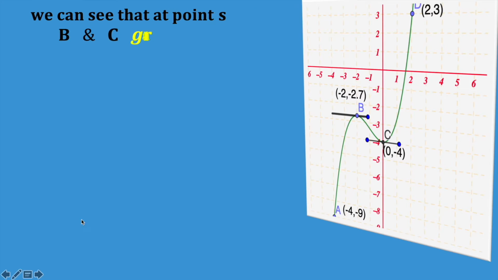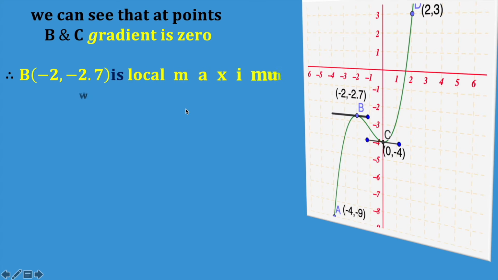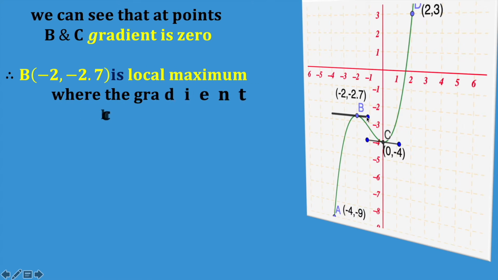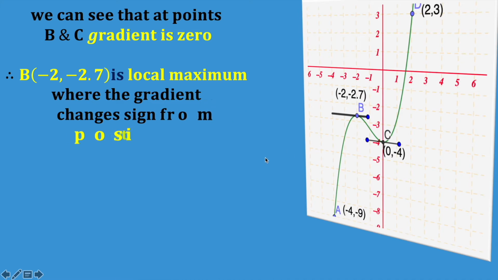Now if you look at the points B and C, the tangent is horizontal and the gradient is equal to 0. On the left side of B, the sign of the gradient is positive, and on the right side of B, the gradient sign is negative. So therefore B is a local maximum. At C, the tangent is horizontal and the gradient changes sign from negative to positive. Therefore C is a local minimum.